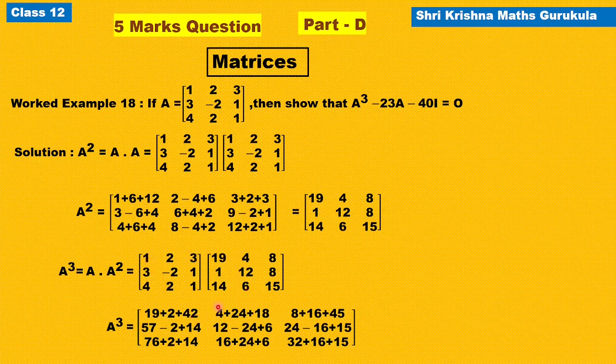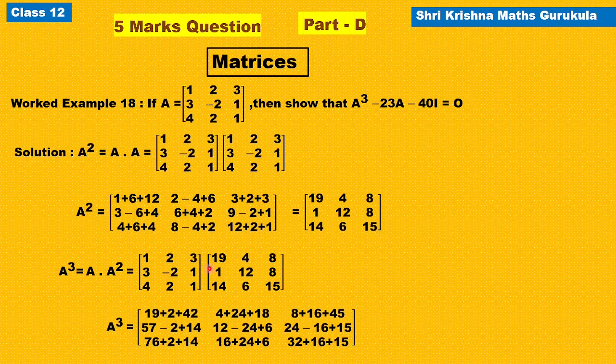Now we are considering first row with second column. 1 into 4 is 4. 2 into 12 is 24. 3 into 6 is 18. So it is 4 plus 24 plus 18. Now first row with third column. So it is 1 into 8 is 8. 2 into 8 is 16. 3 into 15 is 45. So it is 8 plus 16 plus 45.